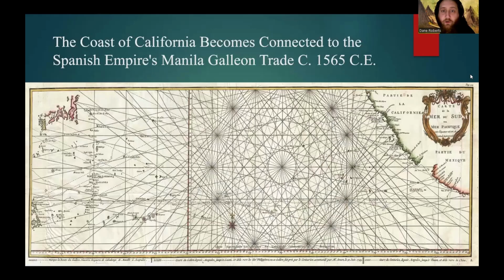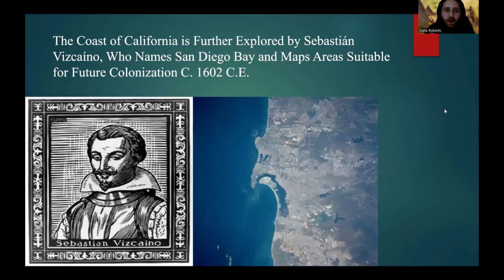After that, the coast of California would become connected to the Spanish Empire's Manila galleon trade sometime in 1565 CE. And you can see a map of that Manila galleon trade here. Then the coast of California would be further explored by Sebastian Vizcaino. And I do apologize, I'm sure I butchered that a little bit. He would give San Diego Bay its name, and he would also map areas suitable for future colonization, with his explorations happening in 1602 CE.